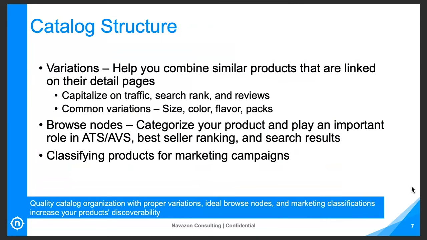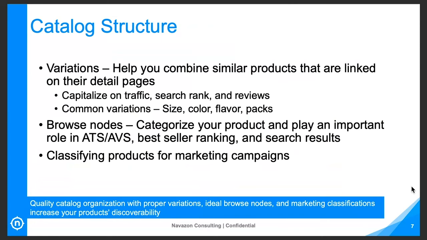So if you have a bunch of shoes and they're all spread out over Amazon, they're not going to get the traffic, they're not going to get all the combined reviews. But if you combine them on a variation, they will share those reviews, they'll share those star ratings, they'll share that search rank. And it makes it much easier for the customer to browse.